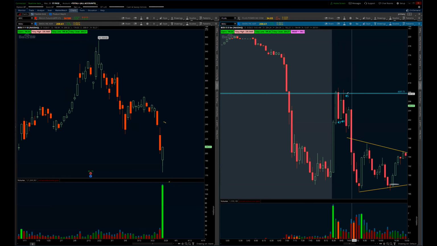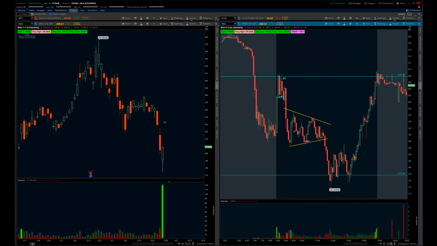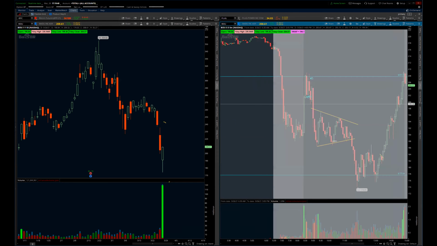So bar 5 would have been my signal bar, right? And the trigger comes from bar 6 here, and then from there it's just a matter of being patient and holding two targets, right?